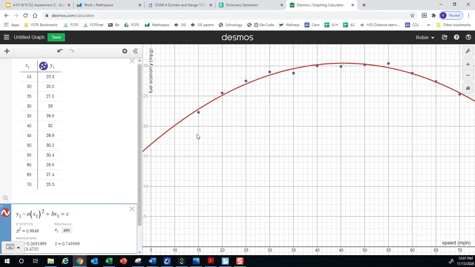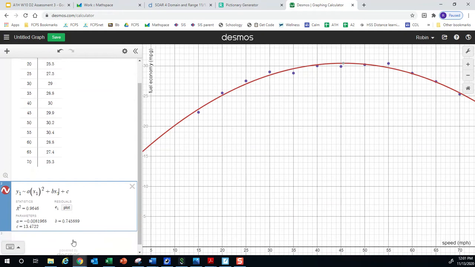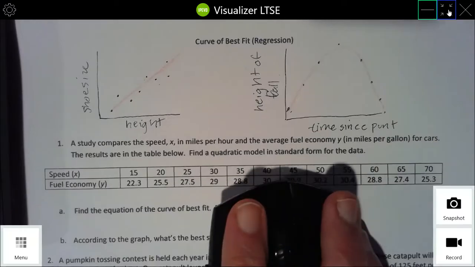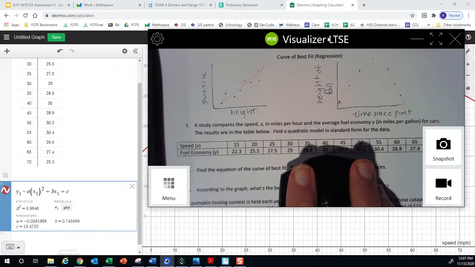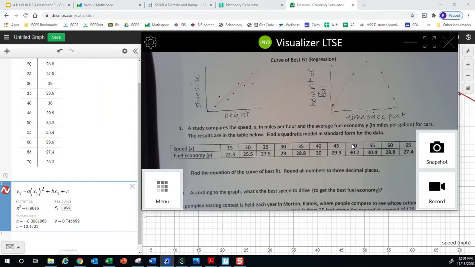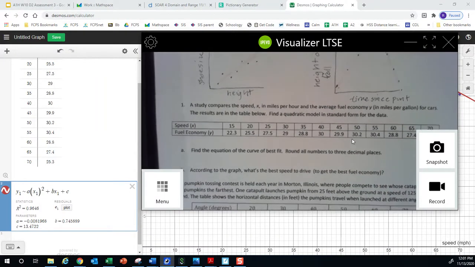That looks pretty good. What Desmos did is it came up with a curve that goes right through here, and it generalizes these points. And if I want to know what the equation is, I can use these numbers here to write the equation, which is what I'm going to do. Okay, so I'm going to bring up my paper here so I have it on the same screen. Because now I can actually use this information to answer the questions.